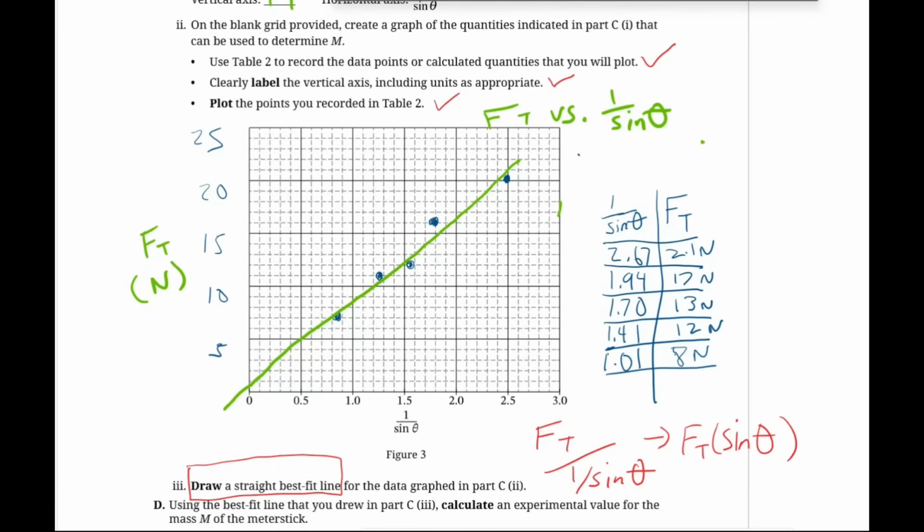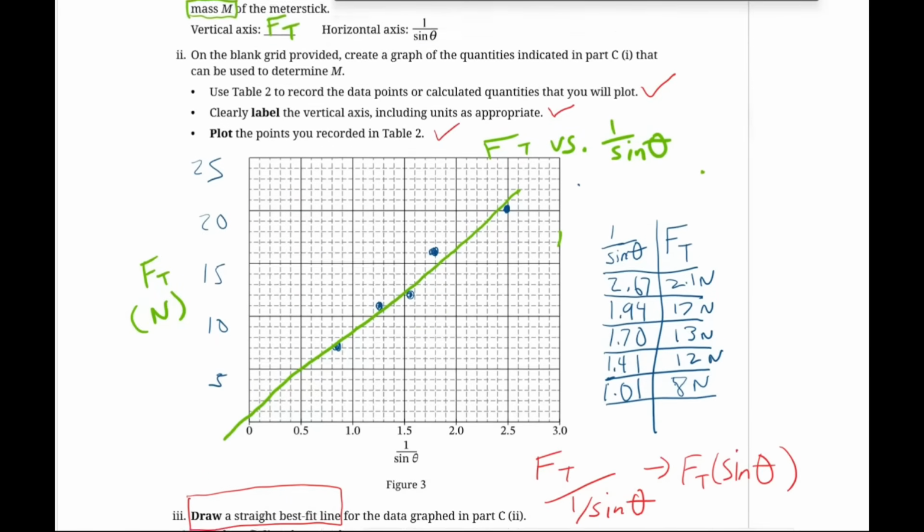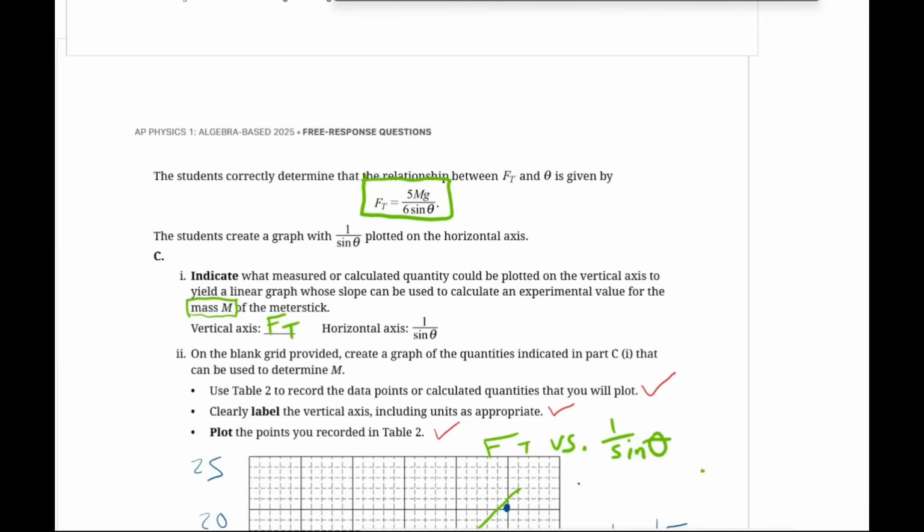sine theta. Now, with that being said, I'm going to go back up here because they gave me a relationship to work with. Now, if I take the setup they gave me here and I cross multiply the sine theta up to the left side, then it becomes ft sine theta on the left side of the equation, which is my slope that I just mentioned. And then I have 5 mg, and then we got the 6 on the bottom here. So our slope is equal to 5/6 mg.